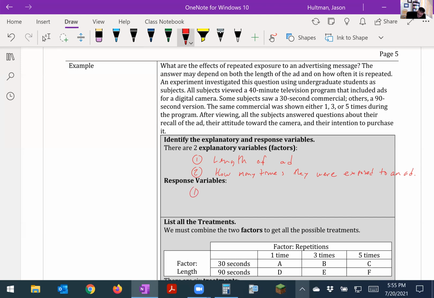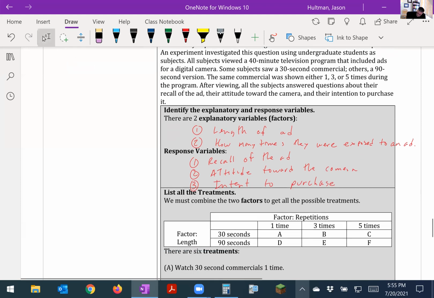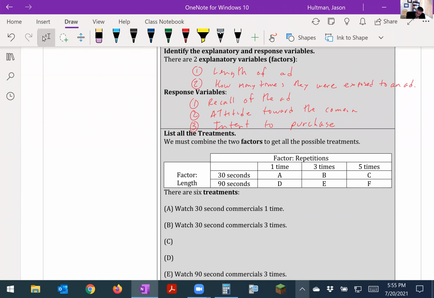Okay, what were the response variables? 1 would be the recall of the ad. Number 2, the attitude toward the camera. And 3, whether or not they intend to purchase, the intent to purchase. Okay, list all the treatments. We must combine the 2 factors and get all possible treatments. So there were 6 different treatments, so you could have 6 different groups of people.